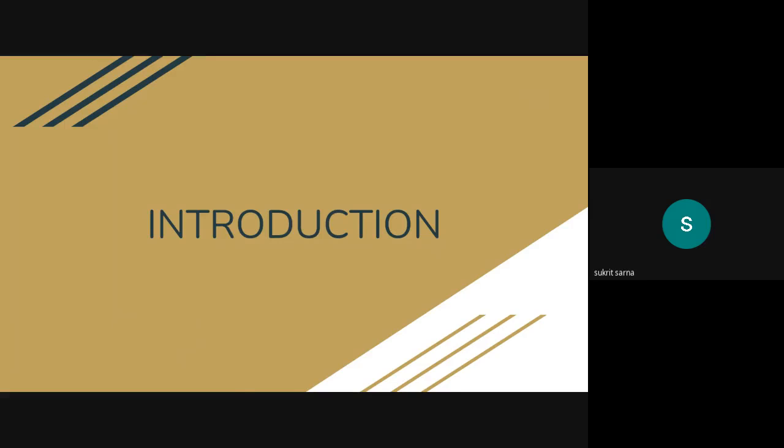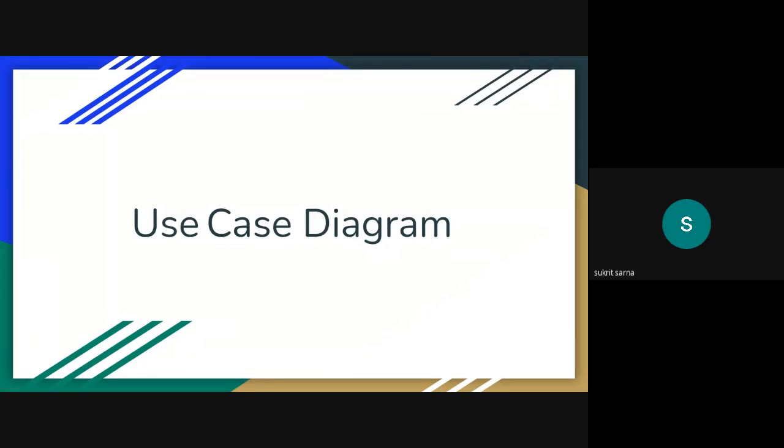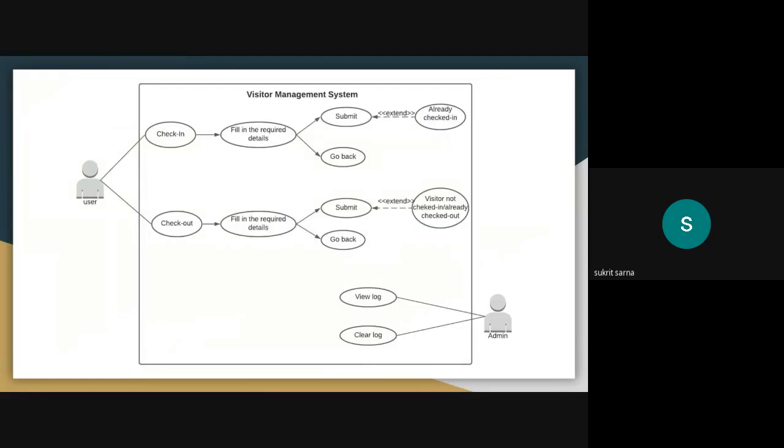Moving forward, talking about the use case diagram of our current project, as you can see in the slide shown above, the user is given two options. First is the check-in option and second is the checkout option. While pressing and going towards the check-in feature, he has to fill in the required details that are the basic nominal details like name, phone number, email address, etc. After filling all the details, he gets two options. One is the submit command as well as second is the go back command. After clicking on the submit command, he actually logs himself into the system.